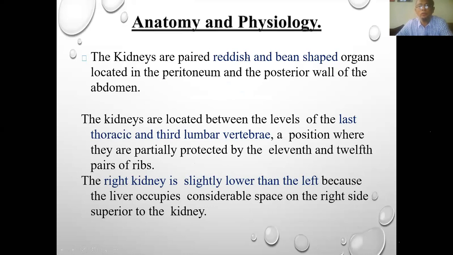Now, what about the anatomy and physiology? We all know the kidneys are paired, reddish and bean-shaped organs located in the posterior wall of the abdomen. The kidneys are located between the levels of the 12th thoracic and third lumbar vertebrae, a position where they are particularly protected by the 11th and 12th rib. The right kidney is slightly lower than the left because the liver occupies considerable space on the right side, superior to the kidney.